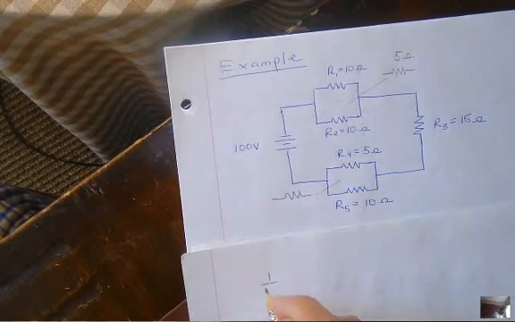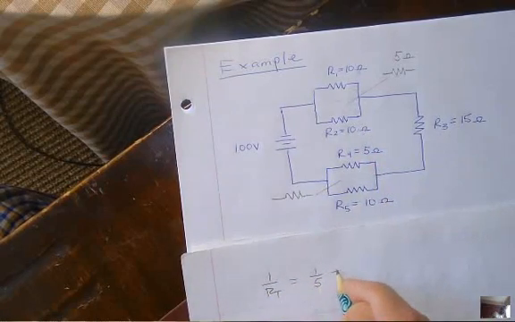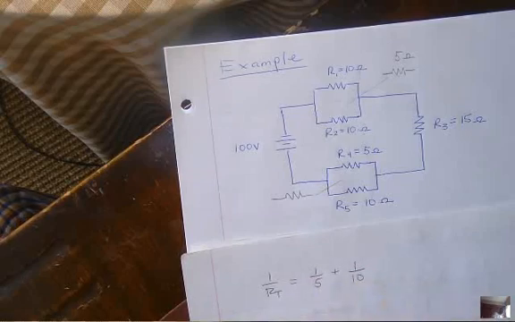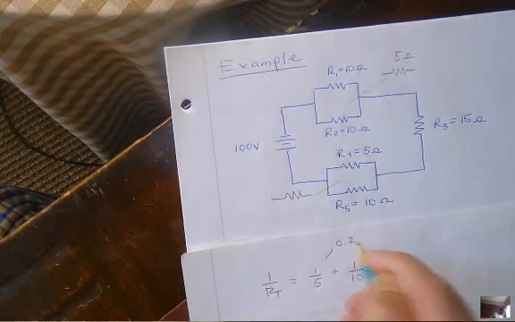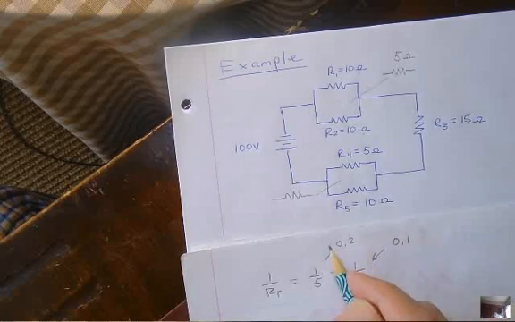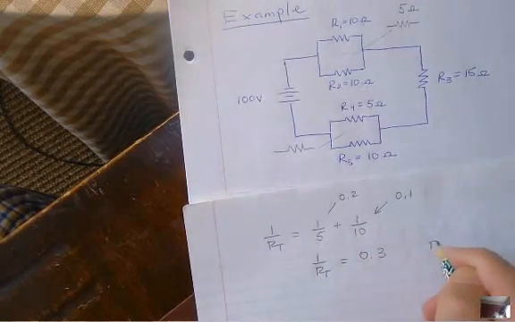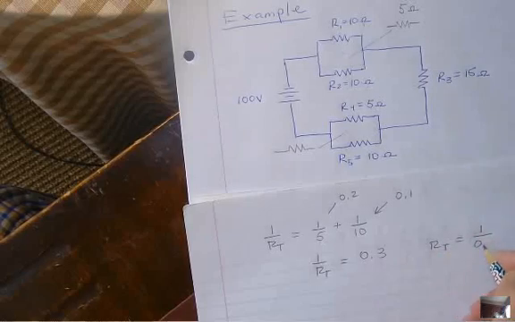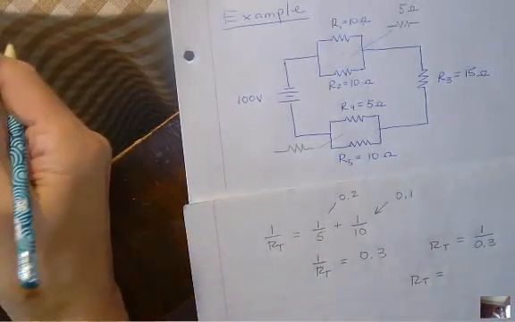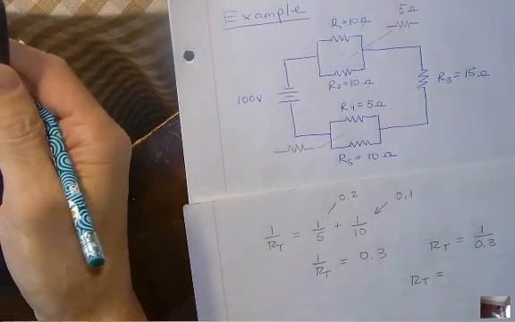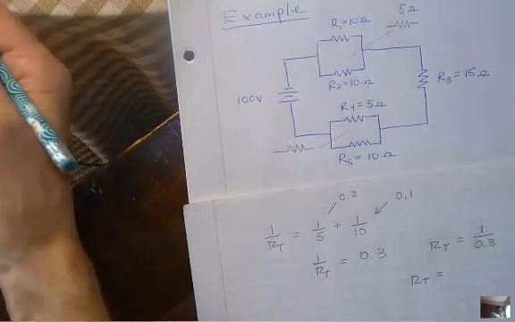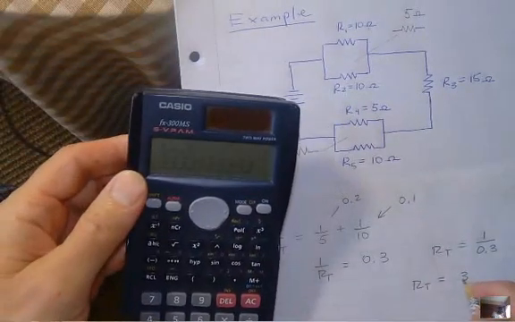So 1 over RT for that situation, just these two guys down here, is equal to 1 over 5 plus 1 over 10. Okay? What's 1 over 5? 0.2. What's 1 over 10? 0.1. 0.2 plus 0.1, 1 over RT is equal to 0.3. So RT is equal to 1 over 0.3. You just have to flip it over. Okay, let's get that. 1 divided by 0.3. I've got a feeling it's going to be 3.33, and it is. So RT is 3.3.